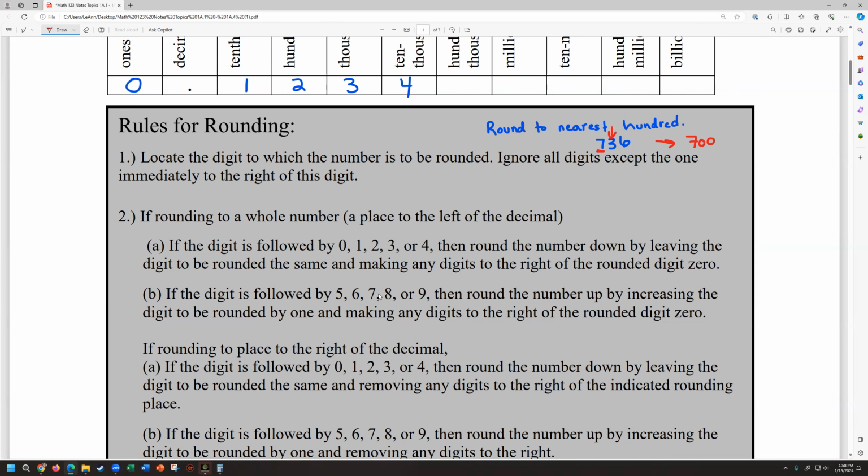If the digit is followed by a 5, 6, 7, 8, or 9, we'll round the number in front of it up by increasing the digit by 1, and then all the numbers to the right, all the way down to the decimal point, will become a 0.